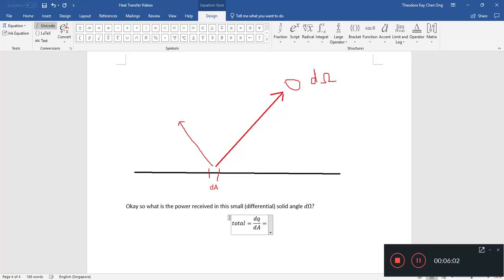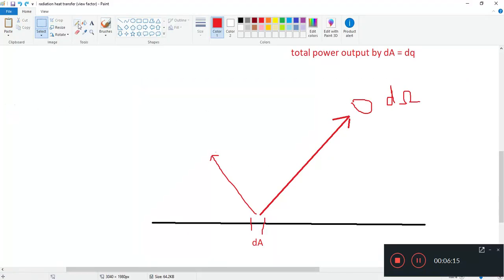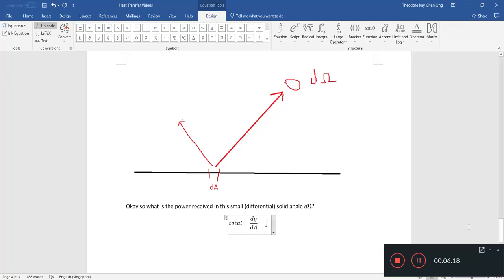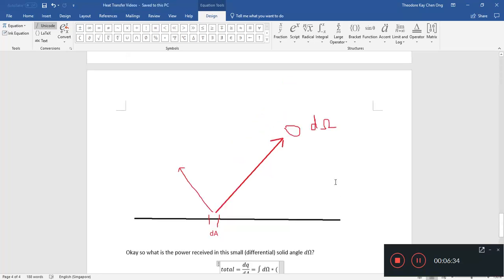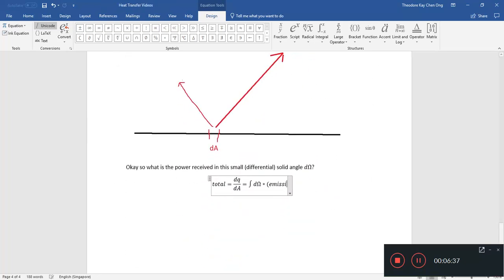So in a sense, you have to sum up. That's generally speaking an integration across all angles, across all solid angles, and then you have a representative power per solid angle times power, or rather, let's say emissivity per solid angle.